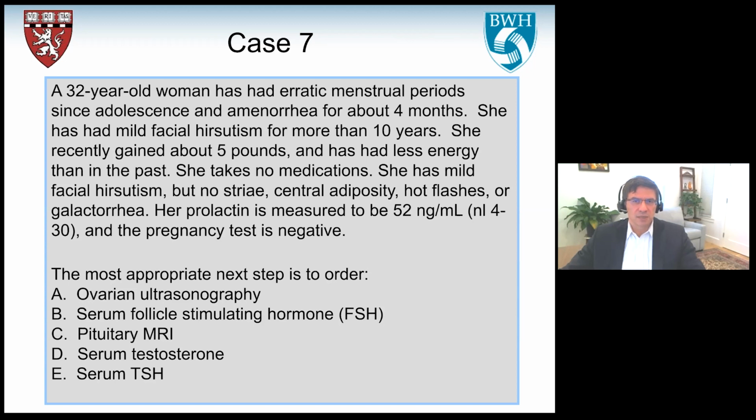Her prolactin is measured to be 52 nanograms per mL, with the upper limit of normal being 30, and the pregnancy test is negative. The most appropriate next step is to order A, ovarian ultrasonography, B, serum follicle stimulating hormone or FSH, C, pituitary MRI, D, serum testosterone, or E, serum TSH. And the right answer is serum TSH.